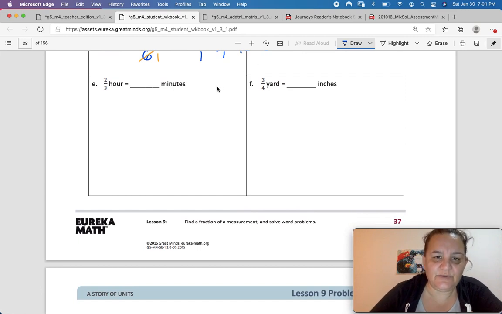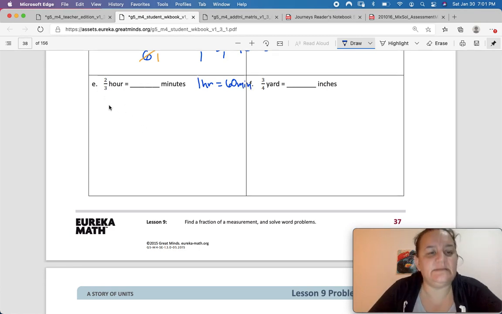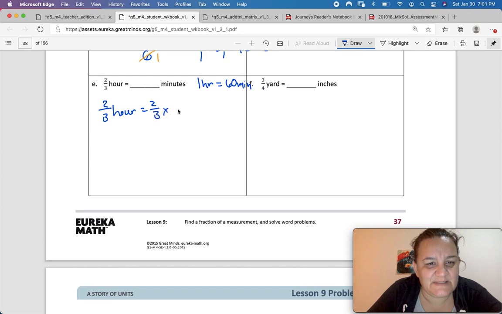Hours and minutes. You know that 1 hour equals 60 minutes. So let's do an equation. 2/3 of an hour equals 2/3 times 1 hour. That's important to know. So we're going to convert this 1 hour into minutes. We know it's 60 minutes. So 2/3 times 60 minutes.